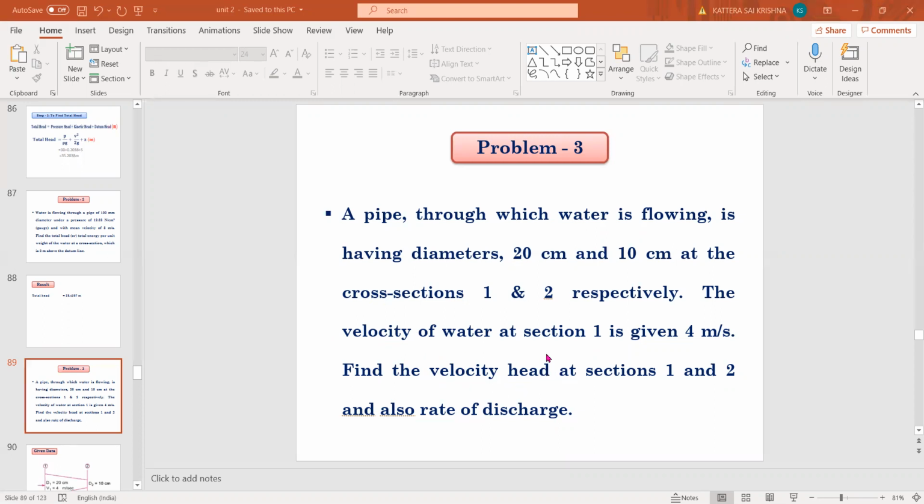That is nothing but kinetic head, V1 square by 2g at section 1, and at section 2 it is V2 square by 2g. So he's asking to find the V1 square by 2g value and the V2 square by 2g value. That is the meaning of velocity head. And also the rate of discharge, so he's also asking to find the Q value, the rate of discharge.